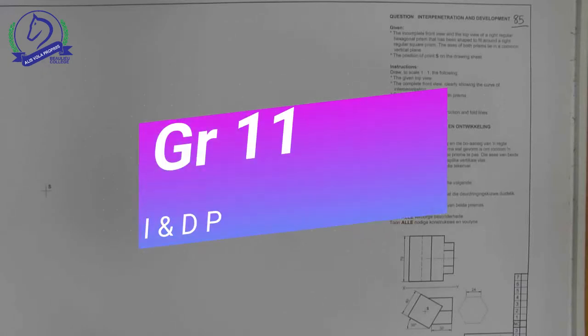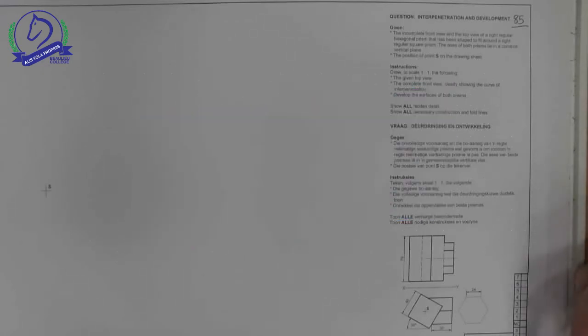Hello grade 11s. Today I'm looking at the question on page 85, interpenetration and development. We have a square main pipe and a hexagonal branch pipe, and it's joining in horizontally, in other words parallel to the base. They've asked you to draw the given top view. You'll have to draw the construction to get our shape, then do the curve of interpenetration, and they've asked you to develop both of the prisms.